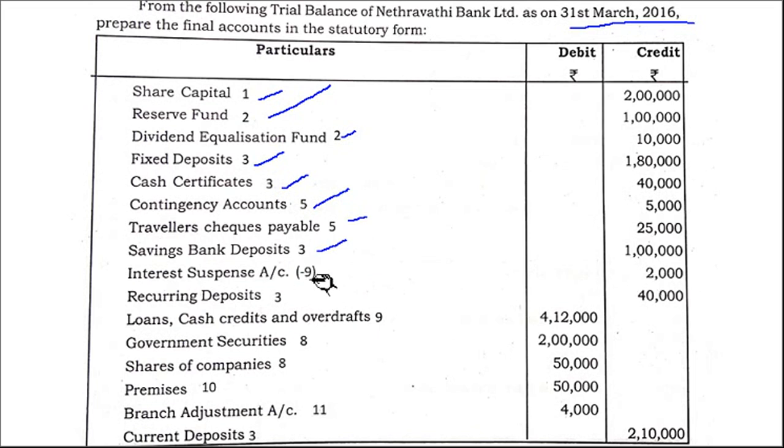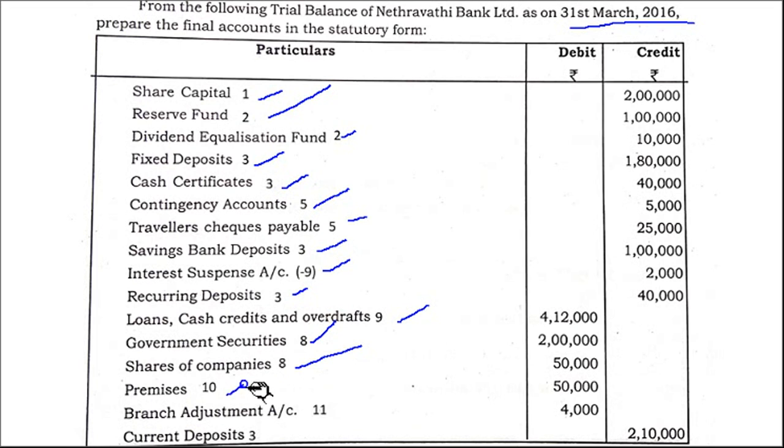So what we are supposed to do is from advances we have to deduct. So from ninth schedule we have to deduct this interest suspense account. Recurring deposits comes under deposits 3. Loans, cash credits and overdrafts comes under advances. It is an asset, see debit balance it is showing. Government securities. So this is showing debit balance. So asset, investment 8.